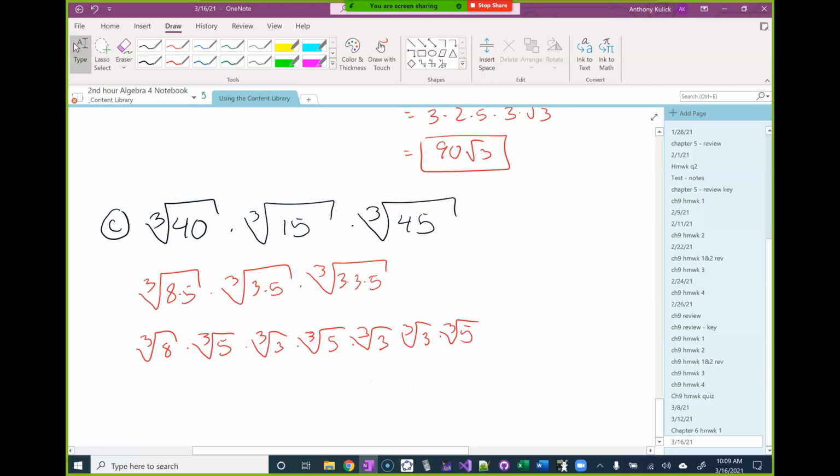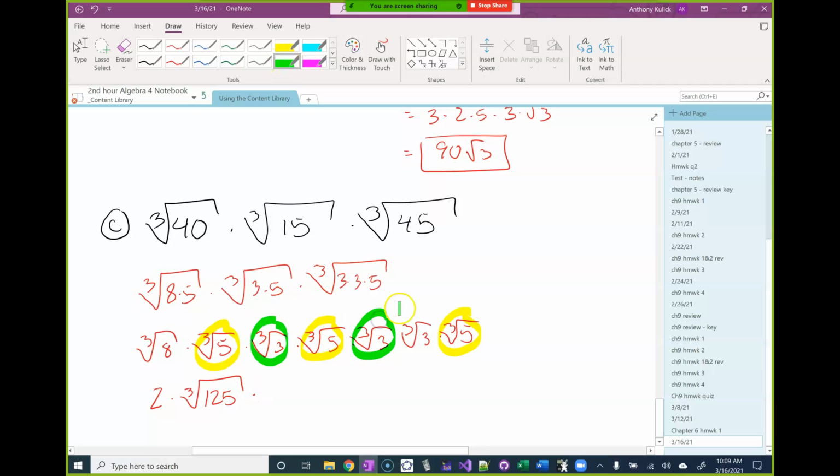The cube root of 125 is just 5 because it's 5 to the third. And the cube root of 27 is just 3 because 27 is 3 to the third. So this was just 30. No radicals left.